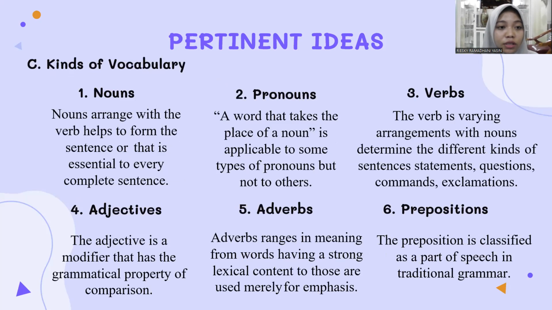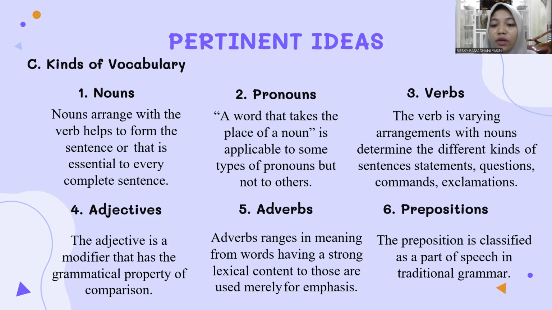The next is kinds of vocabulary. There are 6 kinds of vocabulary. The first one is nouns. Nouns arranged with the verb help to form the sentence, and are essential to every complete sentence. The second is pronouns. A word that takes the place of a noun is applicable to some types of pronouns but not to others. The third is verbs.